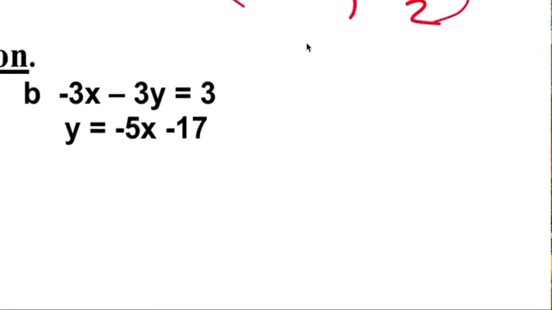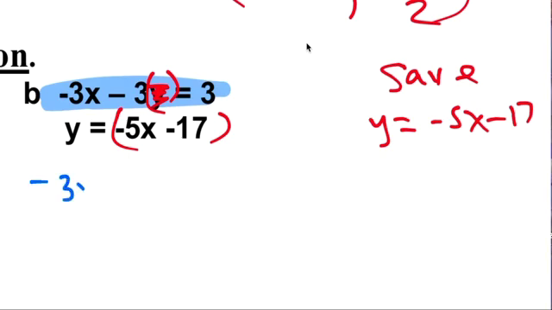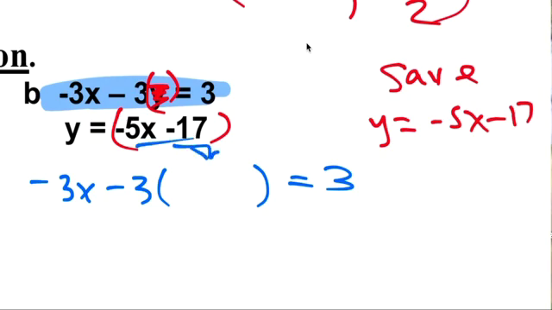This one, if it's in the middle like this, you save the one that's y equals. Y equals negative 5x minus 17. You take that, that's in the middle, get rid of it. Now you copy what you see there. You have negative 3x minus 3 parentheses equals 3. Now put this in there. That is negative 5x minus 17. Then you solve like normal.